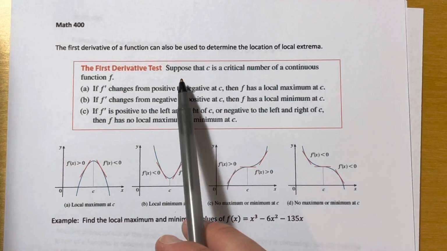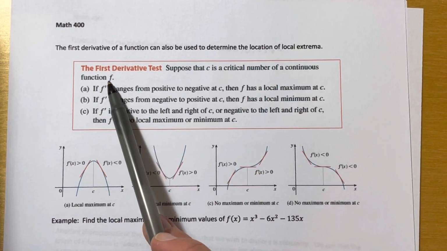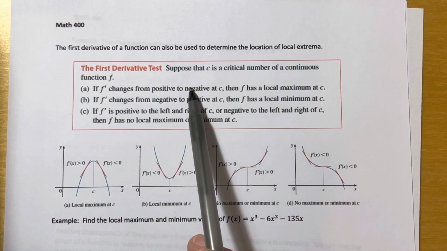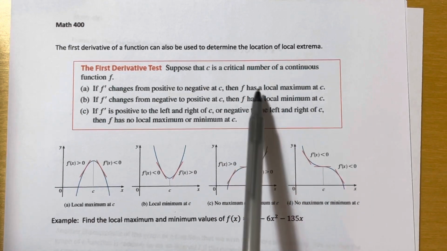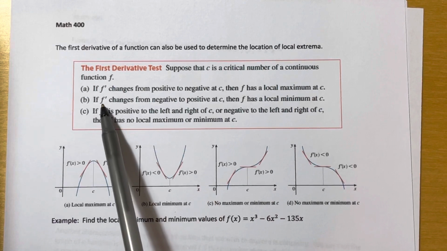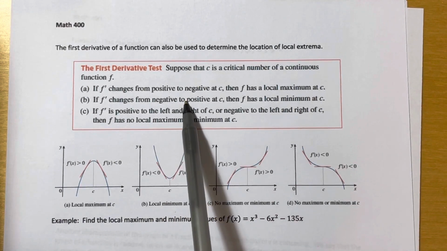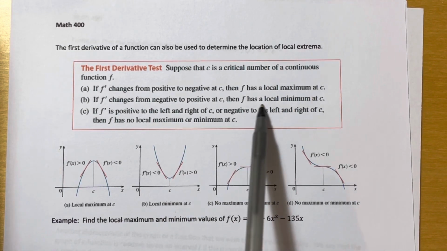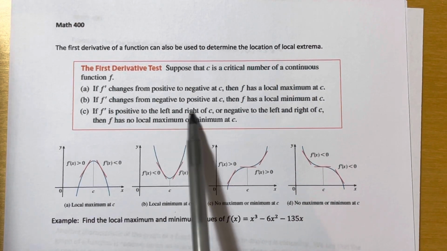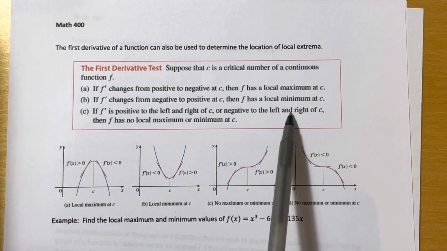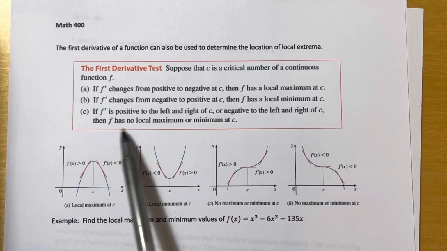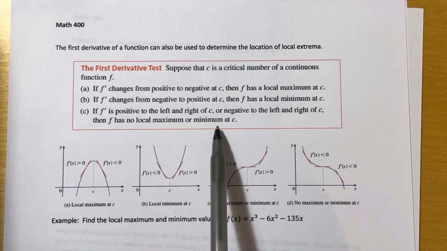Okay, so if c is a critical number of a continuous function f, and f prime changes from positive to negative at that number, then f has a local maximum at c. If the reverse happens, if f prime changes from negative to positive at c, then f has a local minimum at c. And if f prime is positive to the left and right of c or negative to the left and right of c, meaning there's no change from positive to negative or vice versa, then f does not have a local maximum or minimum at c.